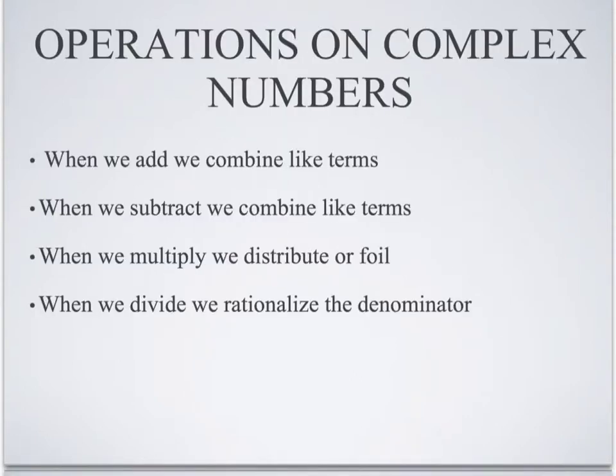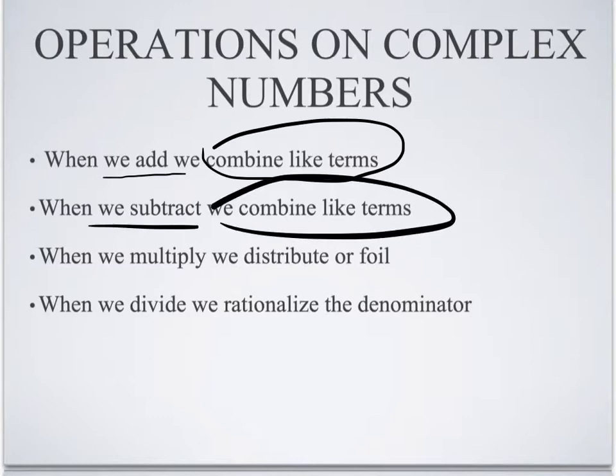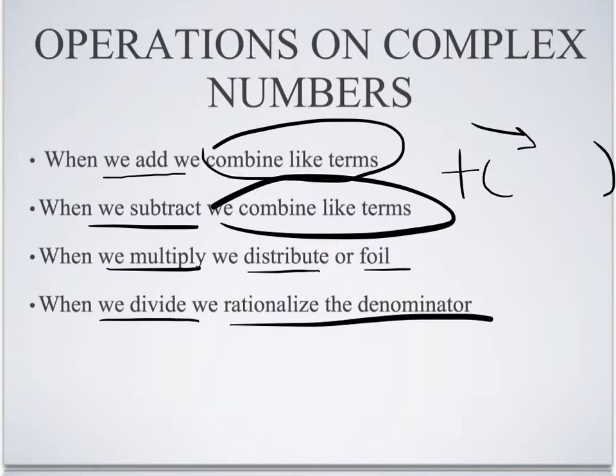Okay, now that we know where these complex numbers come from, let's talk about the operations we need to be able to do by the end of this lecture. When we add complex numbers, we combine like terms, like that i is a variable. When we subtract, same thing, we're going to combine like terms, but we're also going to change subtraction to addition and change all the signs to the right. When we multiply, we're going to distribute or use FOIL, depending on what the complex numbers look like. And then finally, just like how we did yesterday, when we divide or when we have a fraction, we're going to rationalize the denominator.